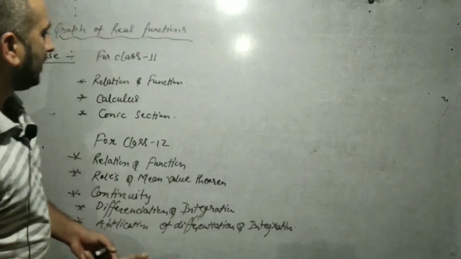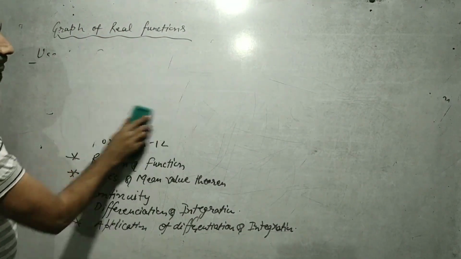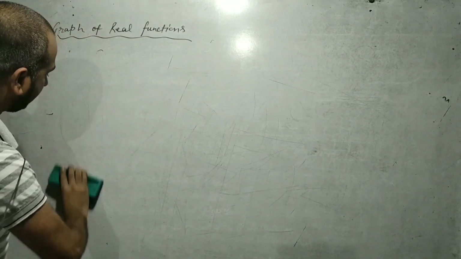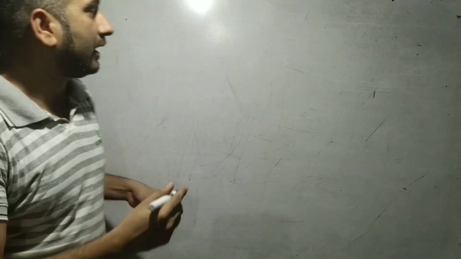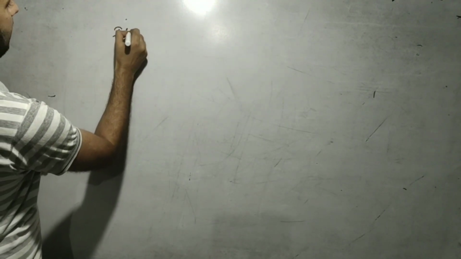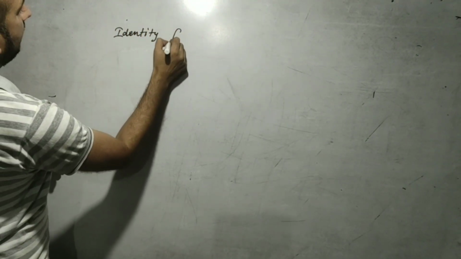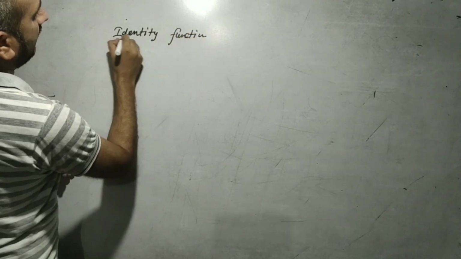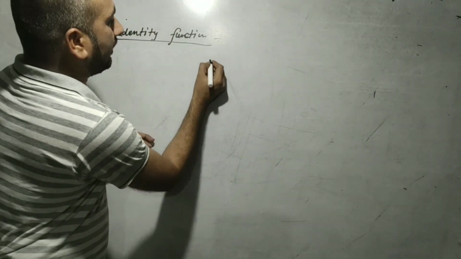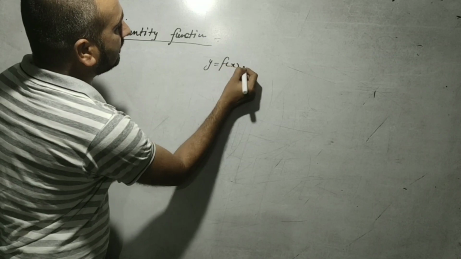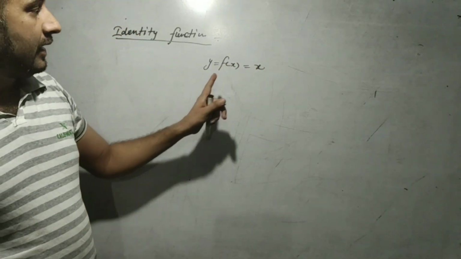So students, ready? Now I'm going to tell you the first function: the identity function. I am going to explain your first function, the so-called identity function, and we will represent it by y equals f(x) equals x. Okay, it's an identity function.